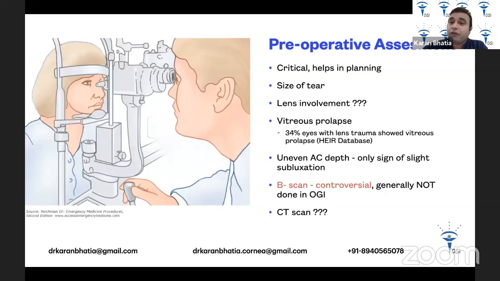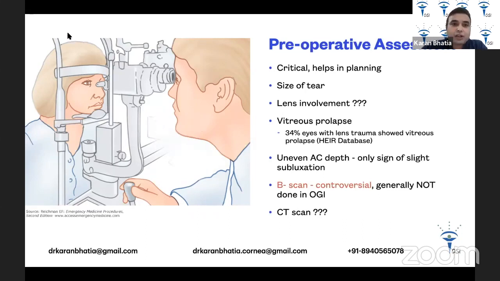So it's very important that when you start with the lens, a pre-operative assessment is extremely important in all trauma cases. It's critical. The size of the tear, whether the lens is involved or not, sometimes you have to see in retroillumination also. That gives a better idea whether there's any vitreous prolapse or not. An uneven AC depth could sometimes be the only sign of slight subluxation of the lens.